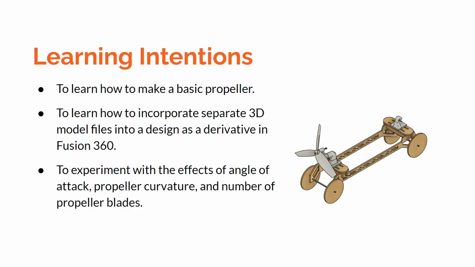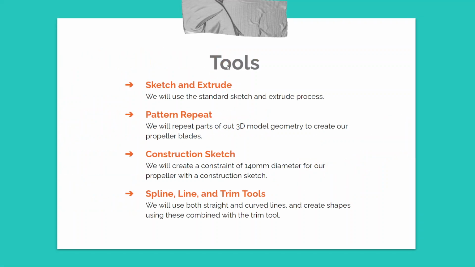Okay, so you'll see a few different design options as we go through, and you'll be in full control of those different things. Some of the tools we're going to be using: the sketch and extrude function like we usually do. After we sketch and extrude different things, we're going to be using the pattern repeat function. And we're going to be using construction sketches quite heavily to make sure we constrain our propellers properly so they can fit within the requirements of the task and the 3D printers.